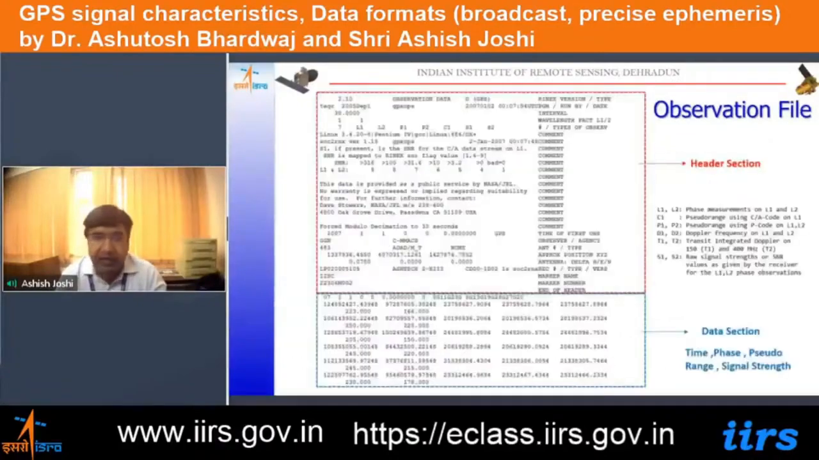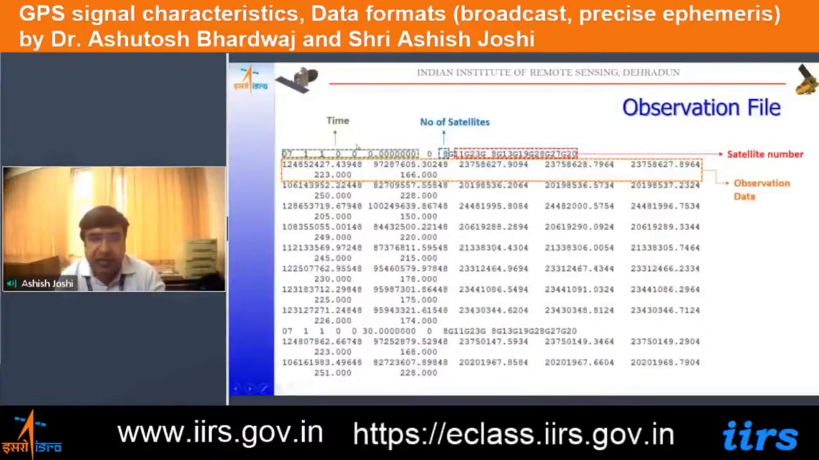Again, in detail, we can see how the data section looks. It consists of the time, and 8 is how many satellites there are at that time. The number of satellites is 8, and this is the satellite number, so from which satellite it is coming. After that, this is the observation data. This observation data will contain the phase, the pseudo range, and the signal strength. So this is the RINEX format for the observation file.